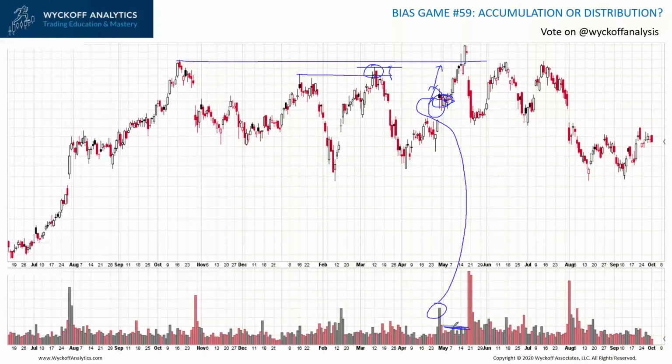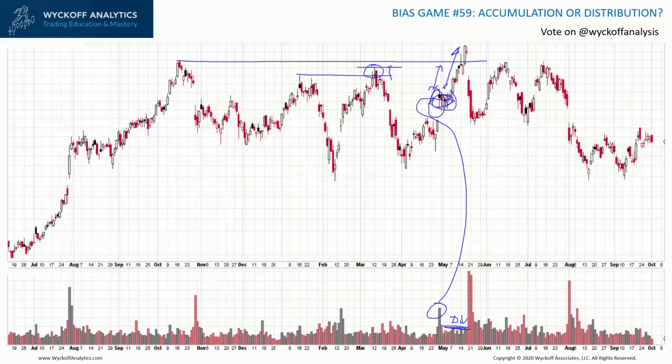But as we go higher and we're trying to get out of the trading range, we don't have the volume supporting the breakout. And that's very important. So we don't see a lot of institutional demand pushing the price up.